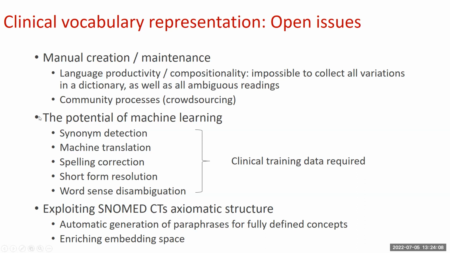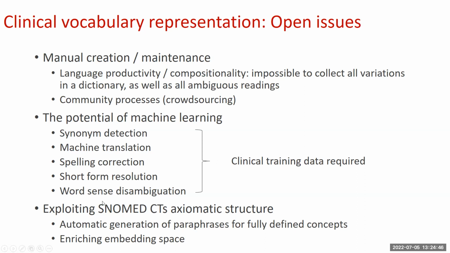And then, of course, we should leverage the whole potential of machine learning in order to detect synonyms or terms with spelling errors, to resolve short forms, to disambiguate ambiguous terms. But again, this is only possible if we really can train our models with large amounts of clinical data, and this is a real bottleneck.